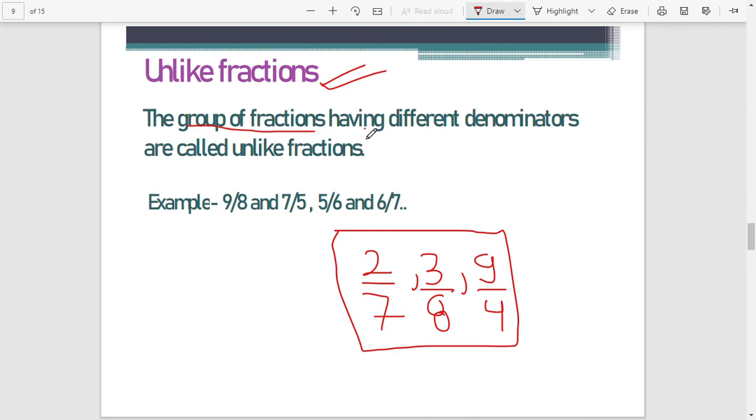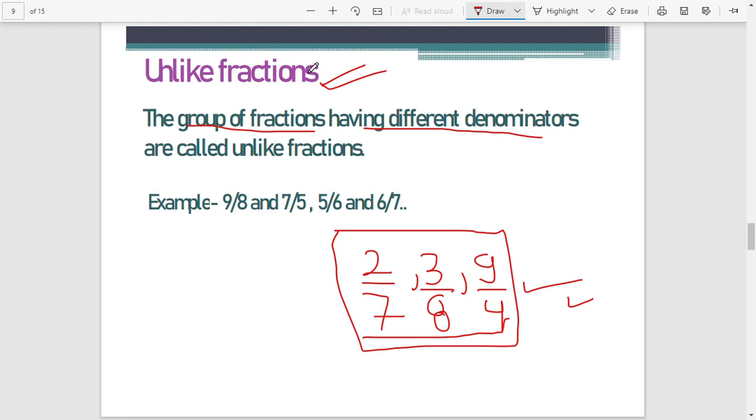Then what is it saying after that? Having different denominators means the denominators of the group of fractions should be different. So 7, 8 and 9 are different, so they are unlike fractions. So 7, 8 and 4 are different denominators. So a group of fractions whose denominators are different are known as unlike fractions.